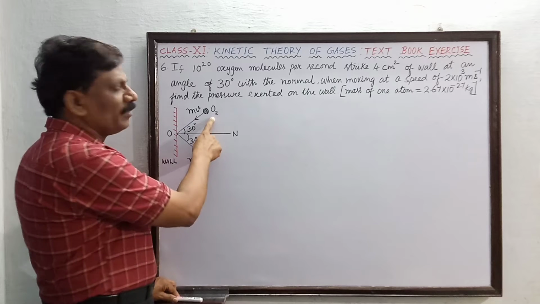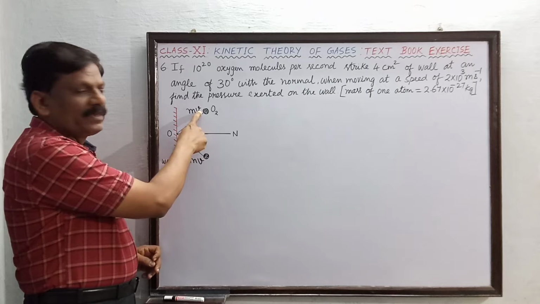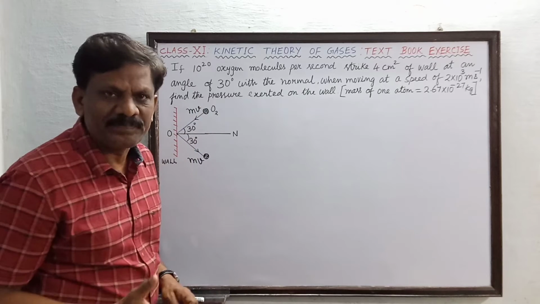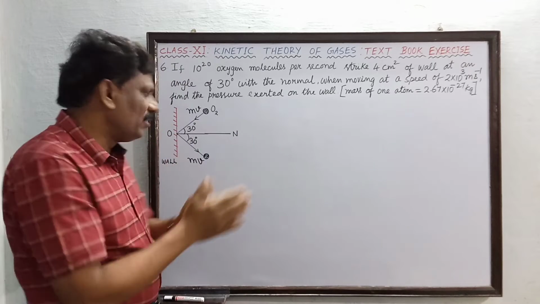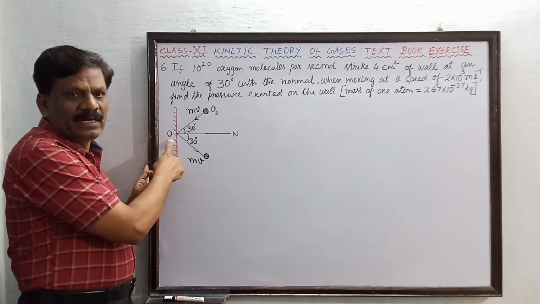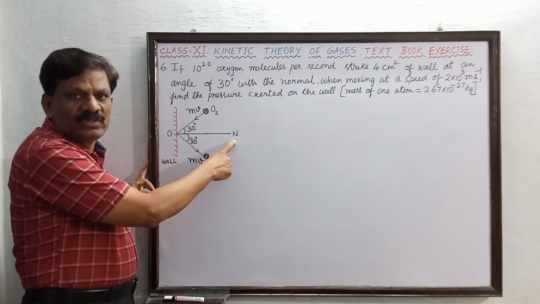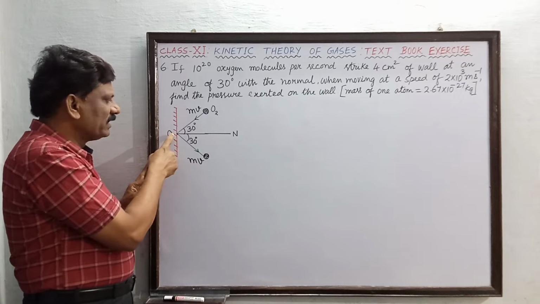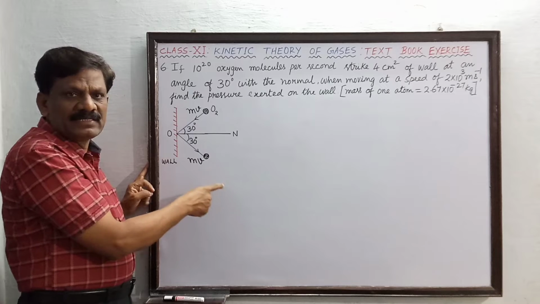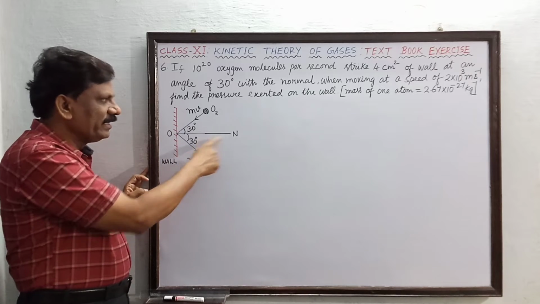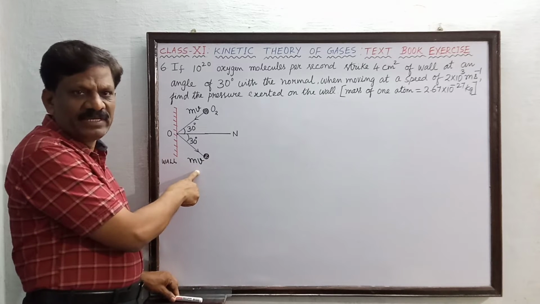So one oxygen molecule having a mass m and speed v, so that its momentum is mv. It is moving along a straight line. It falls on the wall at a point O, such that it makes angle 30 degree with the normal to the wall. Then after collision it undergoes elastic collision, so at the same angle it comes out, making 30 degree with the normal after collision also, so that its momentum after collision is mv in this direction.